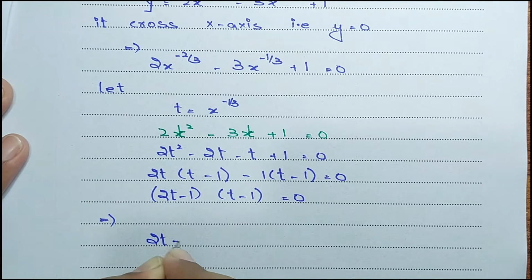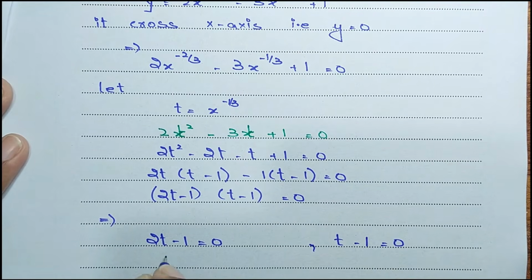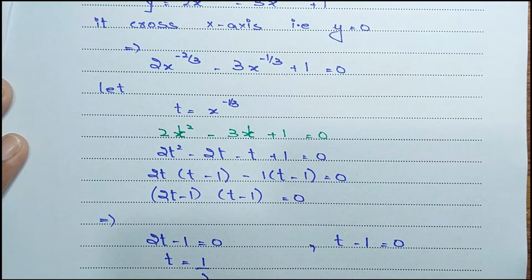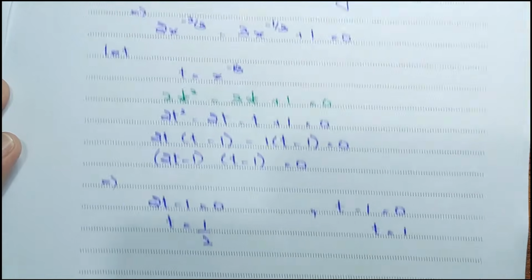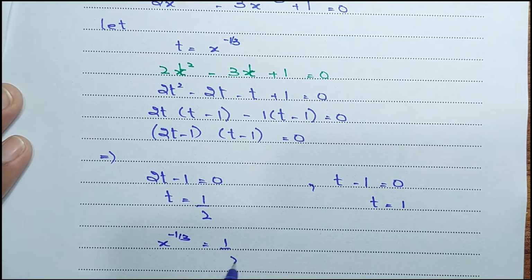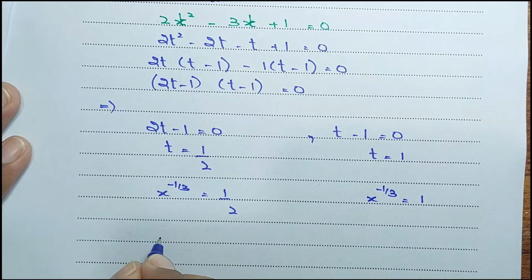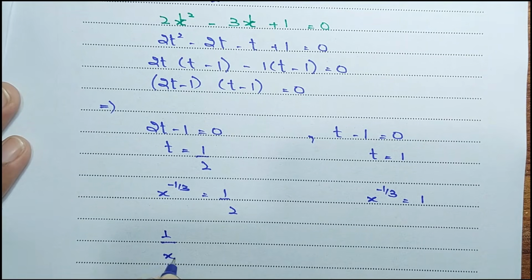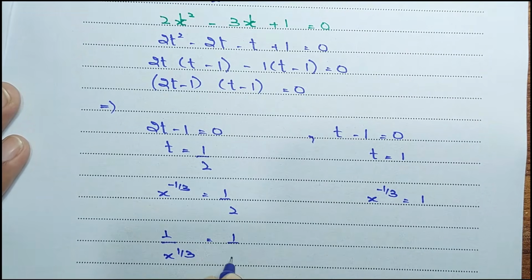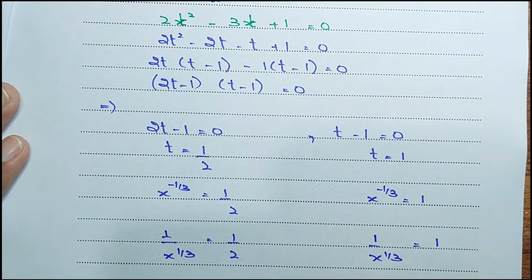So putting the factors separately equal to 0, we will get the two values of t. Here t is 1 by 2 and here t is equal to 1. Now put it back, t is x to the power minus 1 by 3. So x to the power minus 1 by 3 is 1 by 2 and x to the power minus 1 by 3 is 1, right? Or we can say 1 over x to the power 1 by 3 is half and 1 over x to the power 1 by 3 is 1, right?